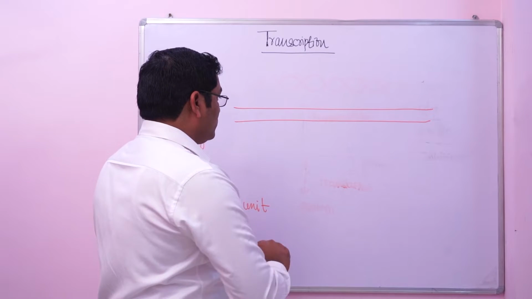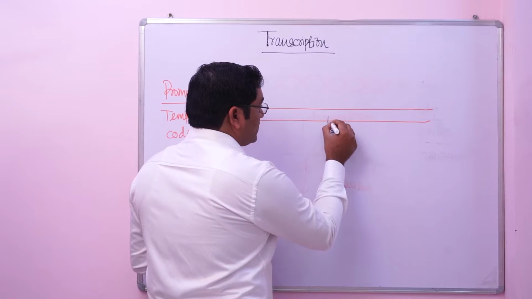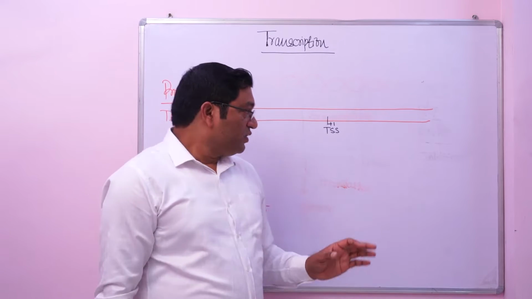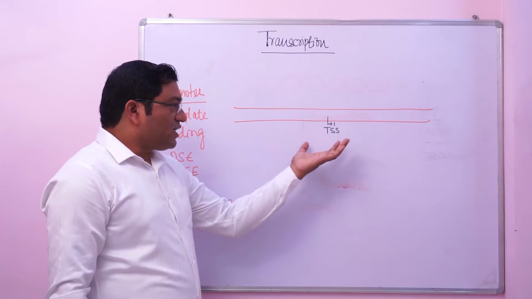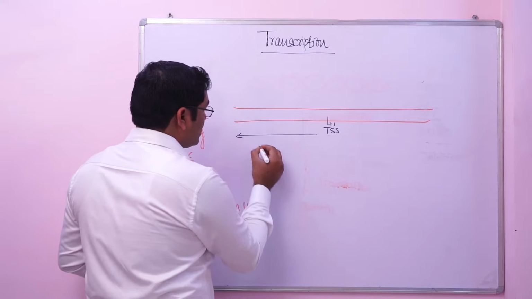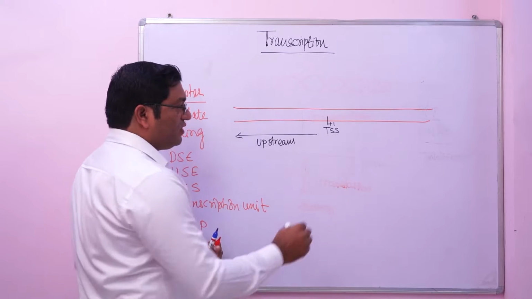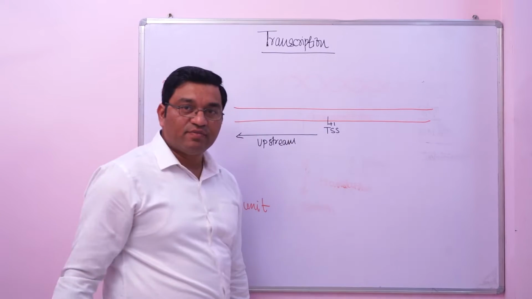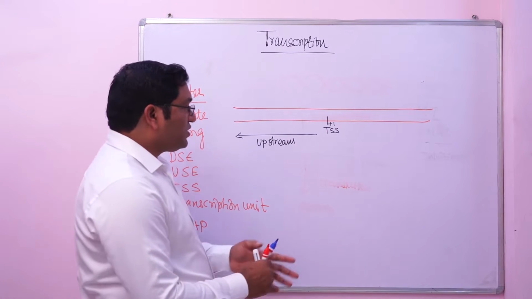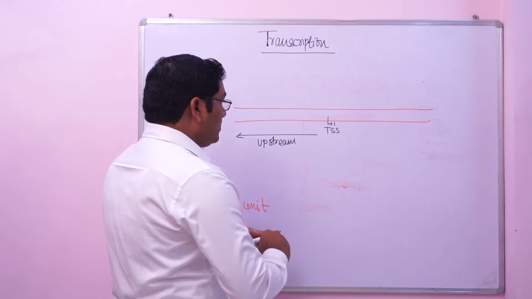Okay, so suppose this is the transcription start site. It is represented by +1. This 1 indicates the nucleotide. Before this transcription start site, on this side, it is known as upstream elements, and after this site it is known as downstream elements. Upstream elements and downstream elements. Transcription start site means this is the actual site from which the RNA synthesis occurs.